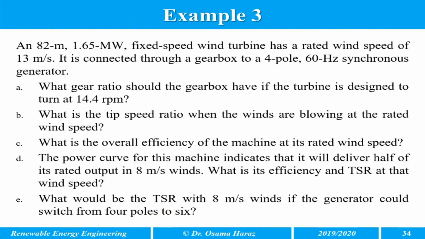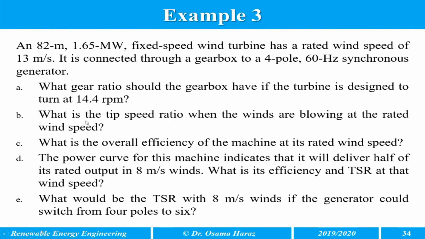So, another example. An 82 meter, 1.65 megawatt fixed speed wind turbine has a rated wind speed of 13 meters per second. It is connected through a gearbox to a 4-pole 60 Hz synchronous generator. We need to calculate what gear ratio the gearbox should have if the turbine is designed to turn at 14.4 RPM.